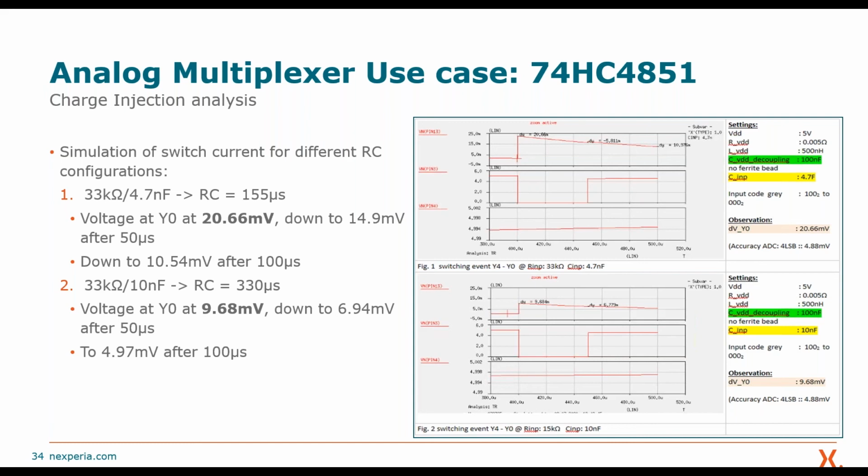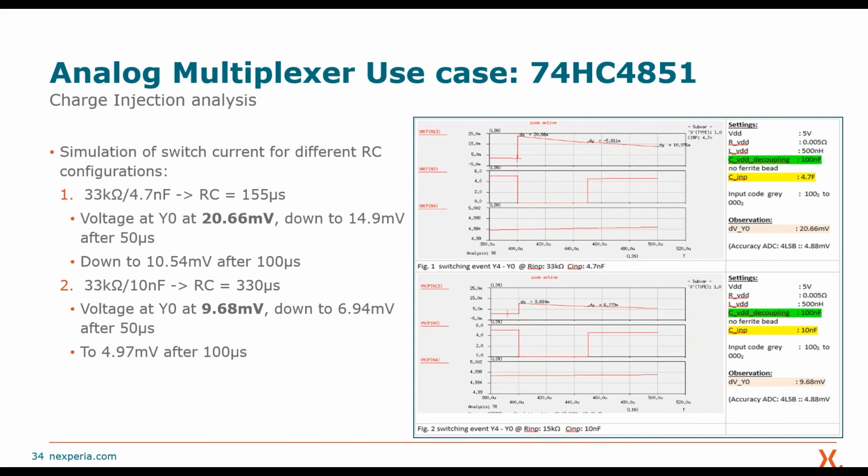And then the capacitor was increased, and with it also the time constant, and then the initial voltage was lower, but the decrease was also a bit flatter, so not so quick. So then we ended up with 6.94 and 5.95 millivolt after 100 microseconds, which is just below the requirements. And we did some further analysis.